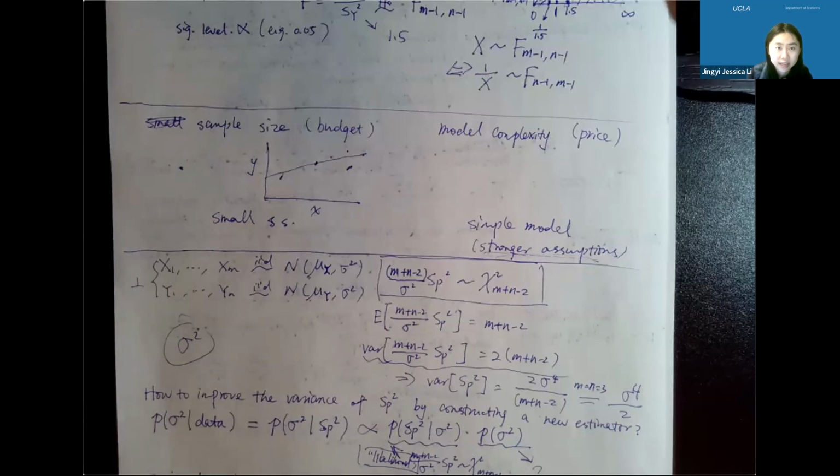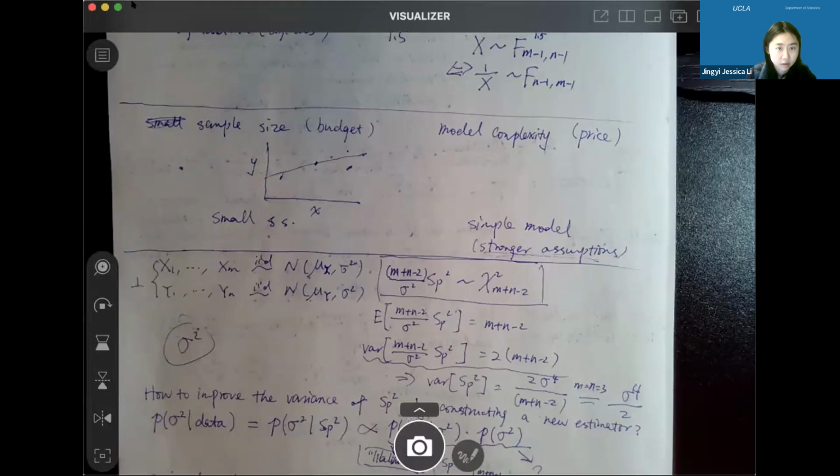So we are saying that when the sample size is, oops, trying to enlarge the screen. Just give me a second. How can I make it full screen?